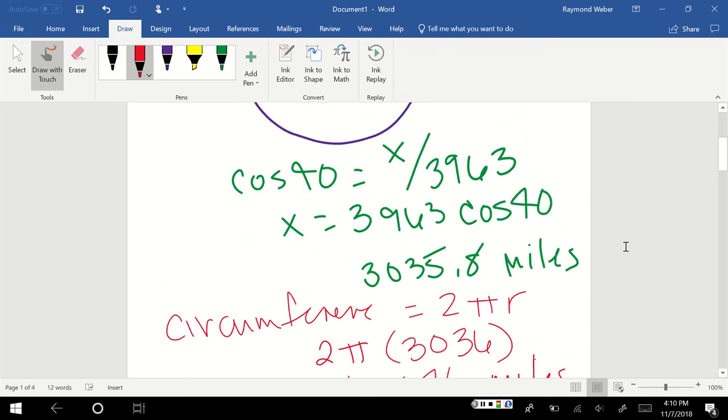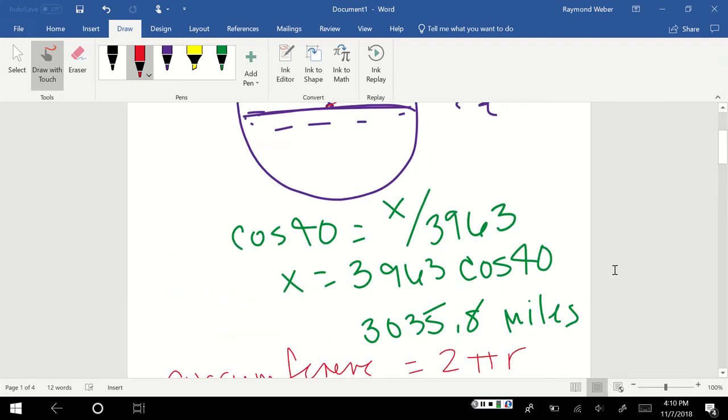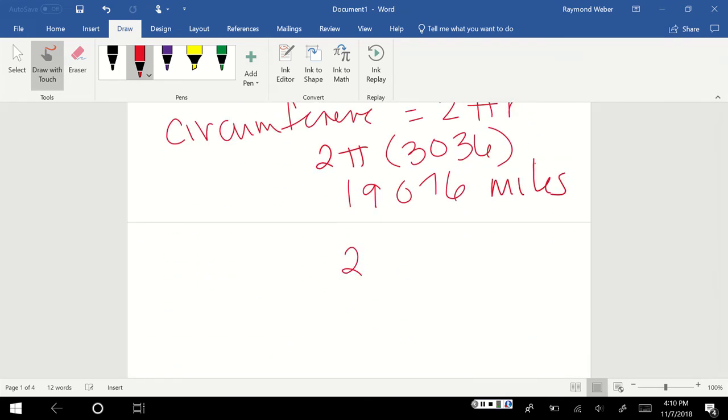Now, if we wanted to compare this, we could easily find the circumference of the entire Earth at the equator. That would be 2 times pi times this original 3963. And so the circumference at the equator at its widest is this many miles. So that would give us our comparison.